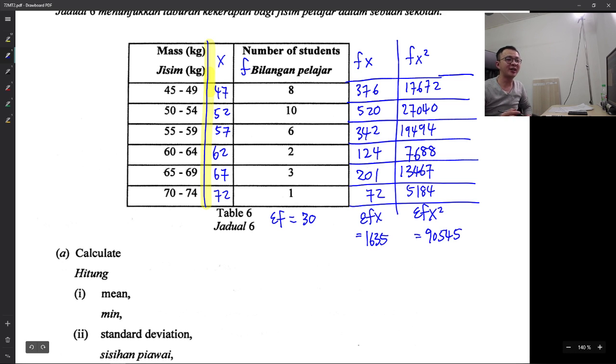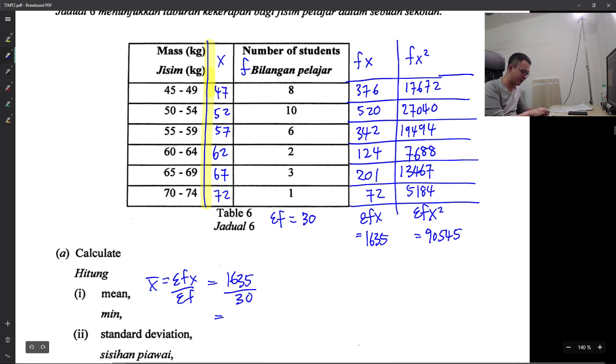Alright, so after I find all these values, I want to find the mean. Mean basically is sum of fx over sum of f. Then I will sub in my values. I already found sum of fx is 1635, sum of f is 30. Then I can get my mean easily. 54.5.